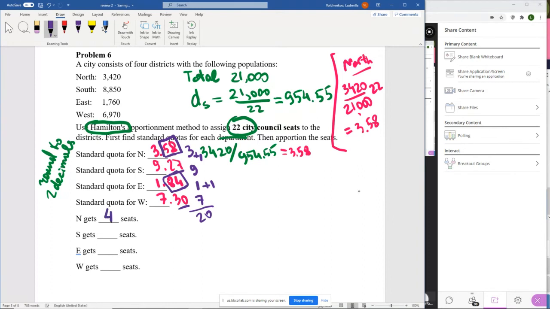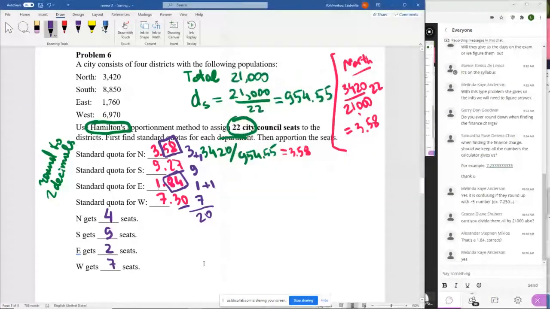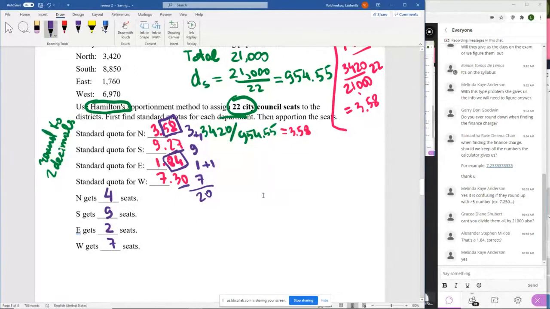Okay, north gets 4 seats, south 9 seats, east 2 seats, and west 7 seats. Do you have any questions about this method? Okay, so you will have to find standard quotas and then distribute the seats.